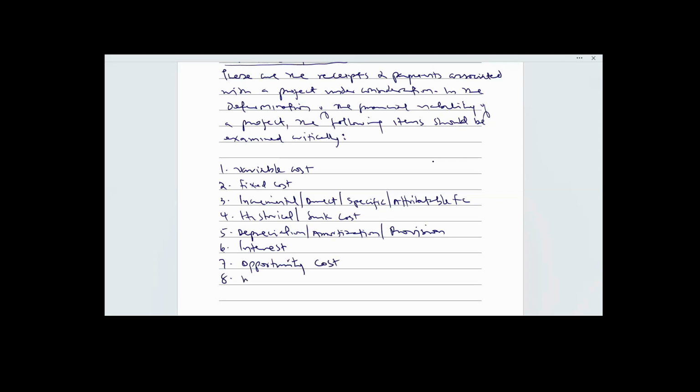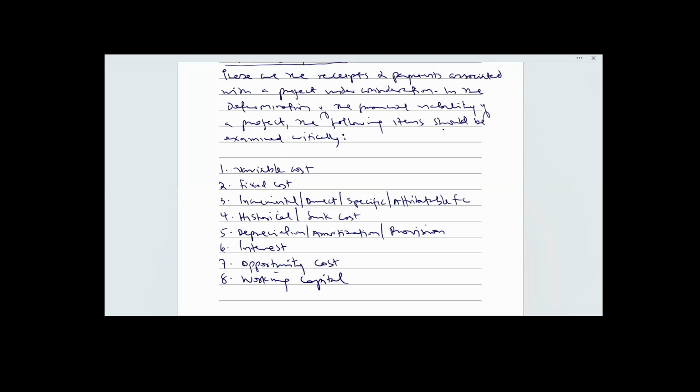Number eight, working capital. Okay, so these are the items. Let me explain them. Let's discuss them one by one, because on the day of your exam, some of these items will be given to you in a question. So if you don't know which is which, you are going to struggle to answer the question correctly. So let's take them one after the other.